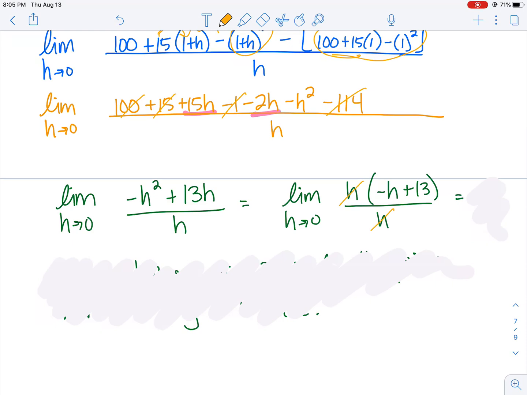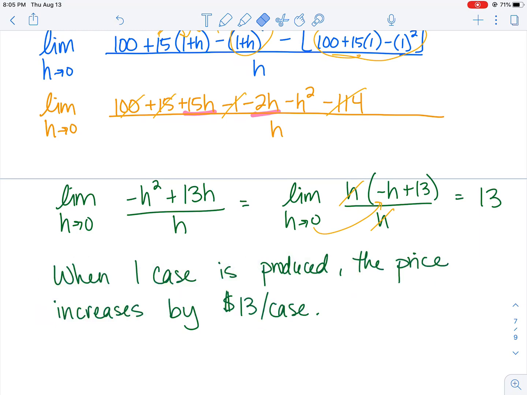Right now we just have an average rate of change, but let's apply that limit and let's squish those points so close together so that h is 0. If you plug in a 0 there, you've got 0 plus 13, which is this 13. So now my instantaneous rate of change at exactly 1 is 13. Let's put it into a sentence. We should be able to say, when exactly 1 case is produced, the price is increasing by $13 per case.